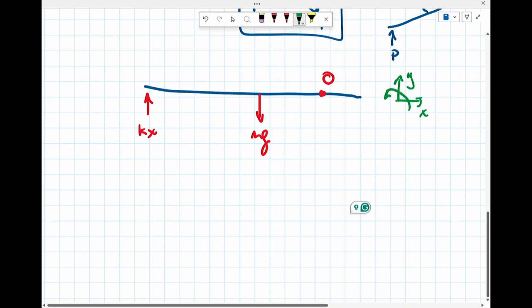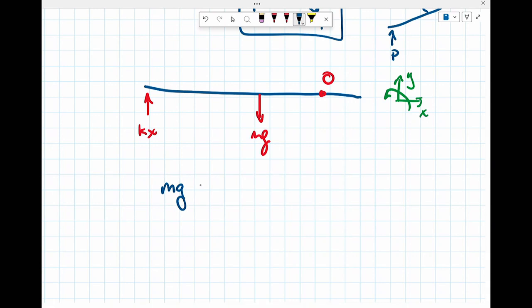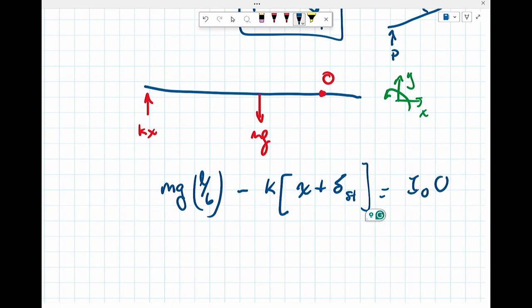So here I have the same standard x, y coordinate system. So I have mg times L over 6 minus k times x plus delta static equals I naught theta double dot.